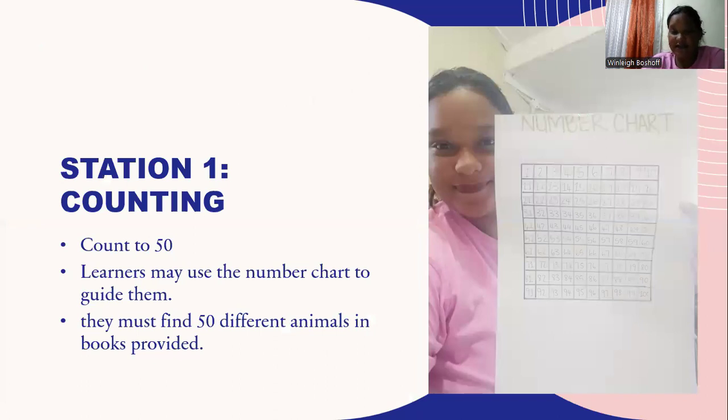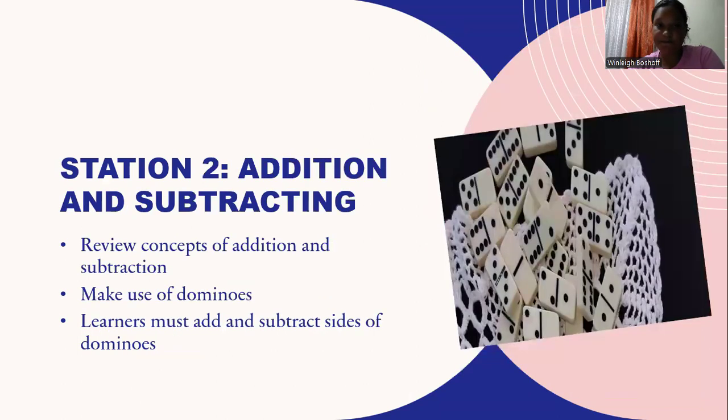The counting activity. The learners will use the number charts to count. They will be given books, and at each table, the learners must count how many different animals they can spot in the books. The teacher will observe how the activity is done.